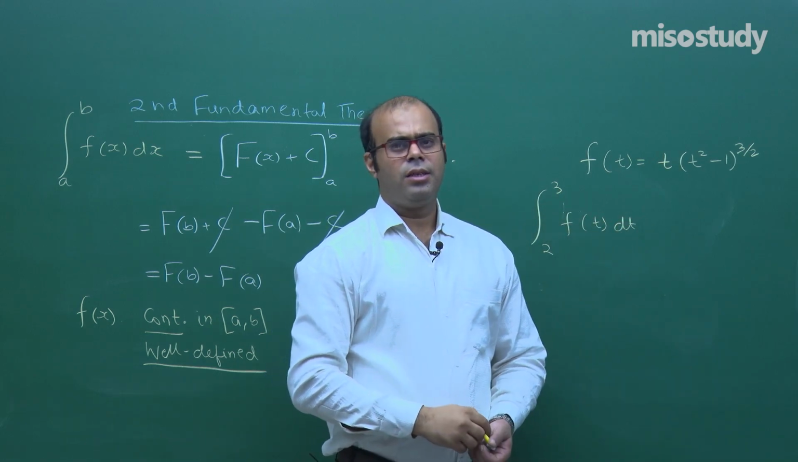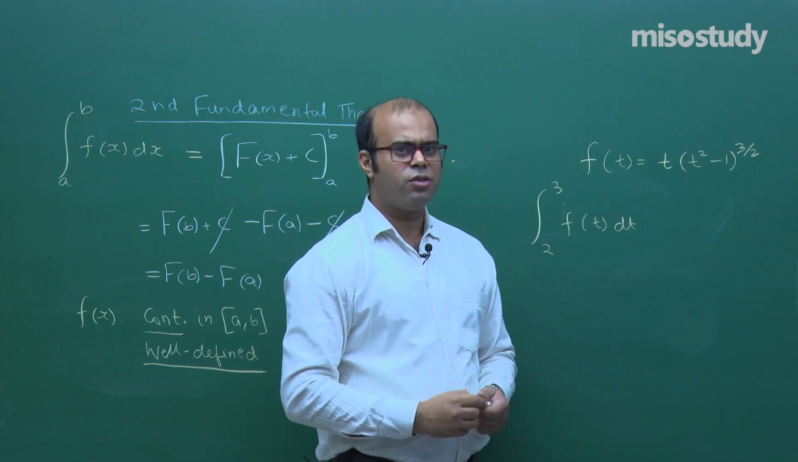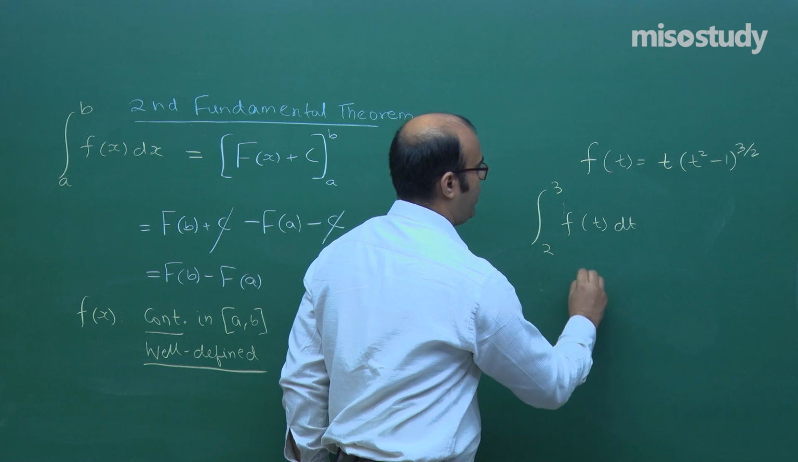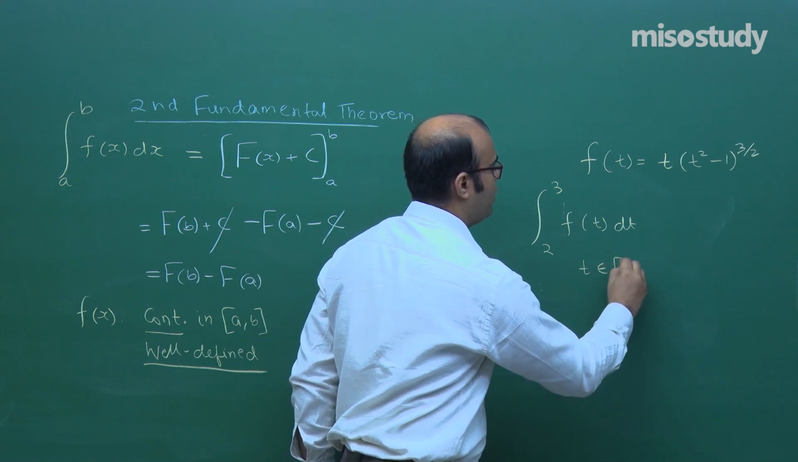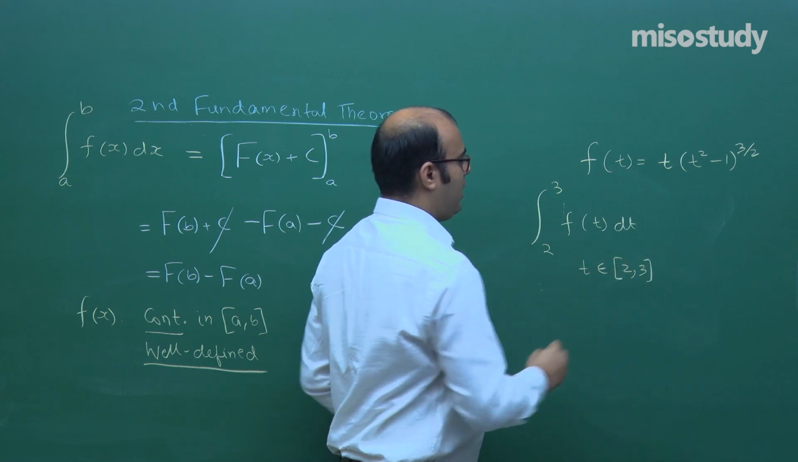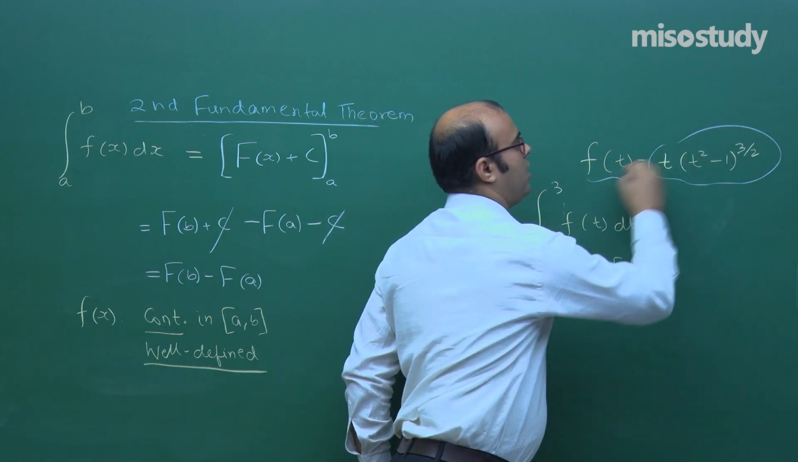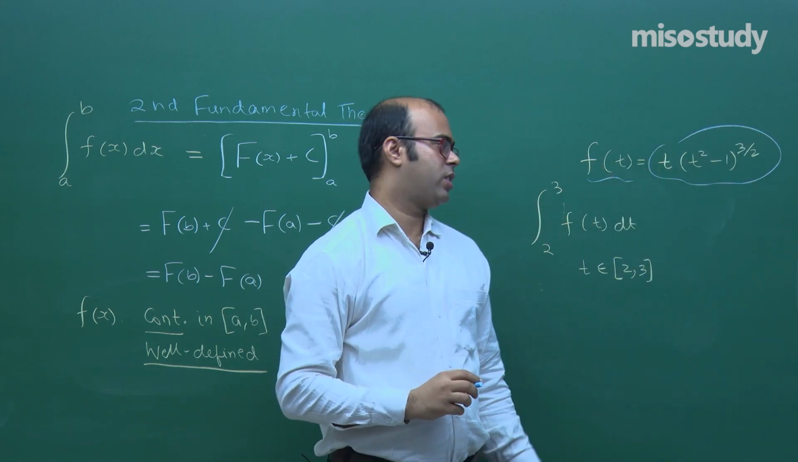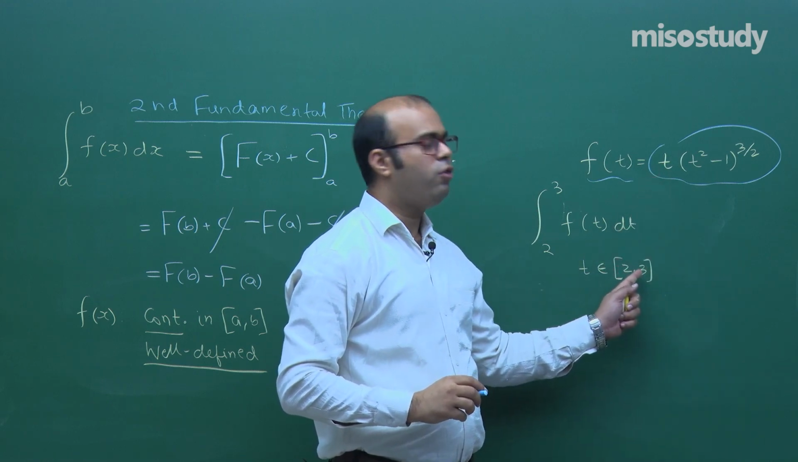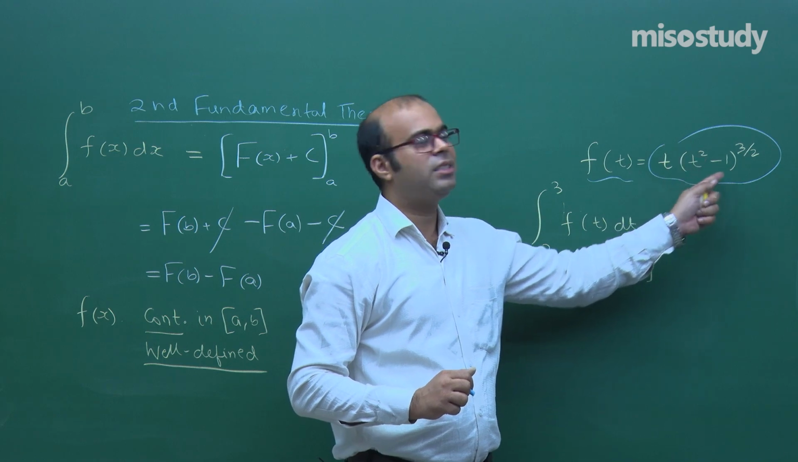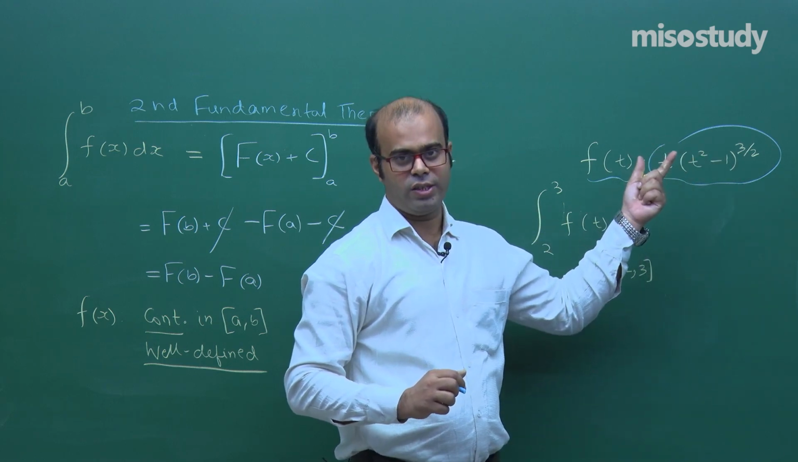Can we do that? Yes, here we can do that. There is no problem with that, because from 2 to 3, when t belongs to (2, 3), we can say that this function, this is f(t), is well defined and continuous. So if we put a value from 2 to 3 in place of t, here we will see that this is well defined and continuous.